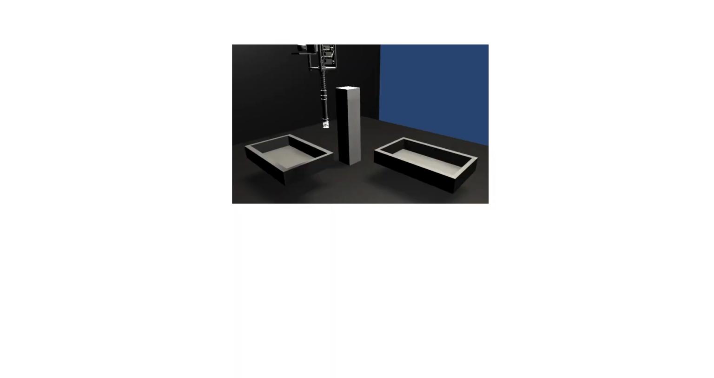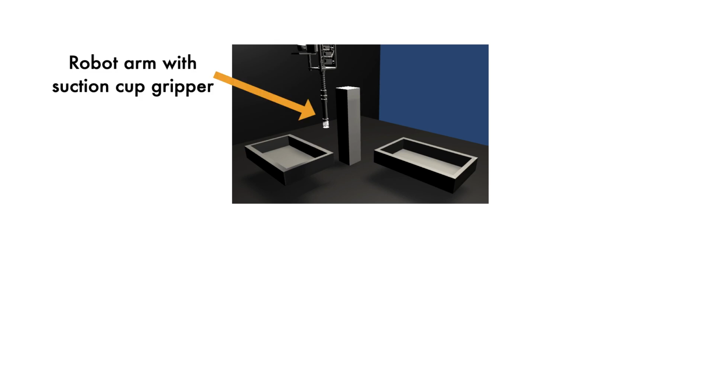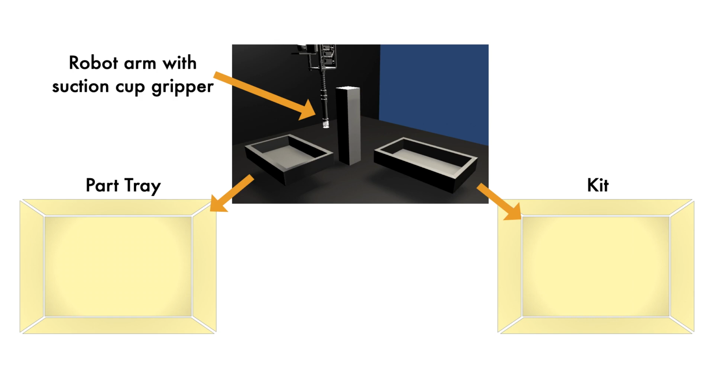We explore the problem of goal-conditioned pick-and-place in a simulated robotics environment. The robot arm has a suction cup gripper and must pick objects out of the part tray and place them into the kit. For example, here it picks the purple ball and places it into the kit bin.